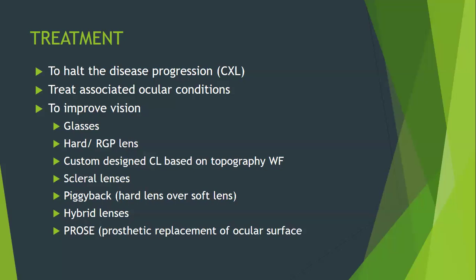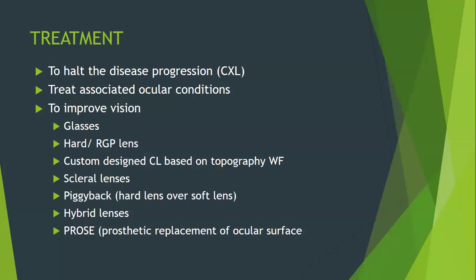You all know that scleral lenses, piggyback lens, which has hard lens over soft lens, then hybrid lenses, which has RGP in the center and soft contact lens in the periphery, and PROS. This is important. I would like you to remember this thing. PROS is prosthetic replacement of the ocular surface.